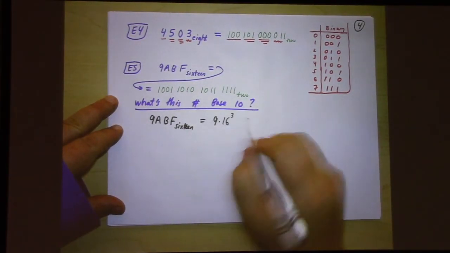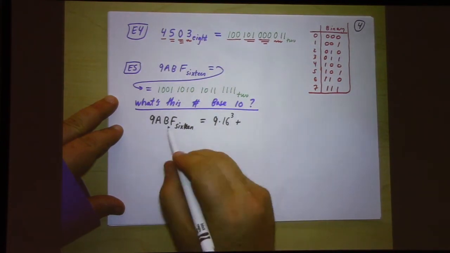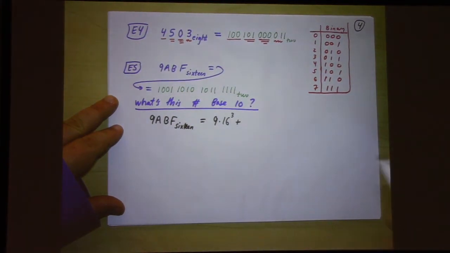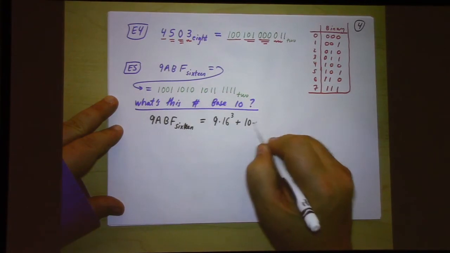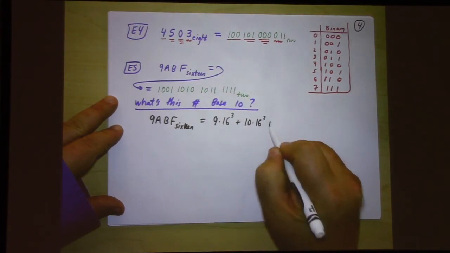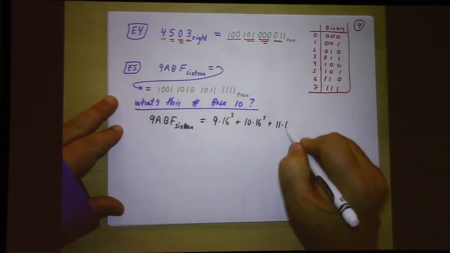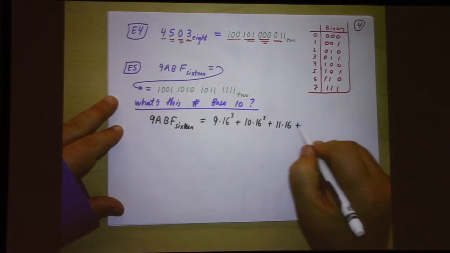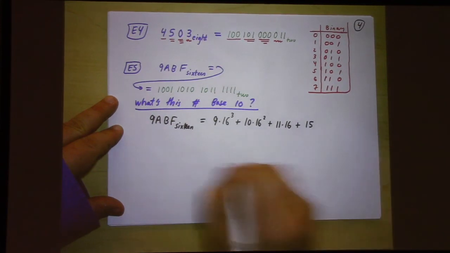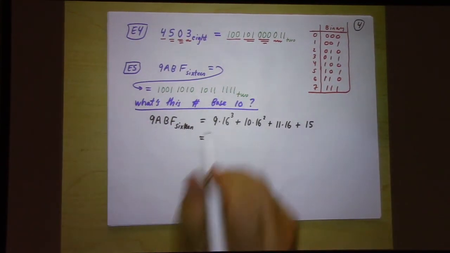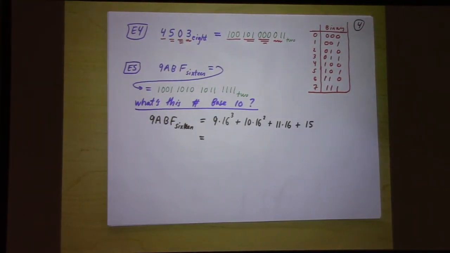All right? And then you've got A. What is A? Remember, A is equal to 10. So 10 times 16 squared. What's B? B is 11. So 11 times 16. And then F? F is 15. So there you go. We just have to calculate those numbers. I mean, it's big, but you can do it, right?